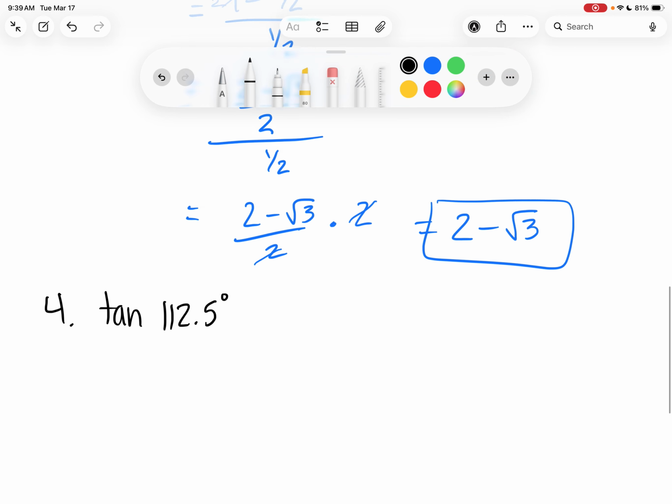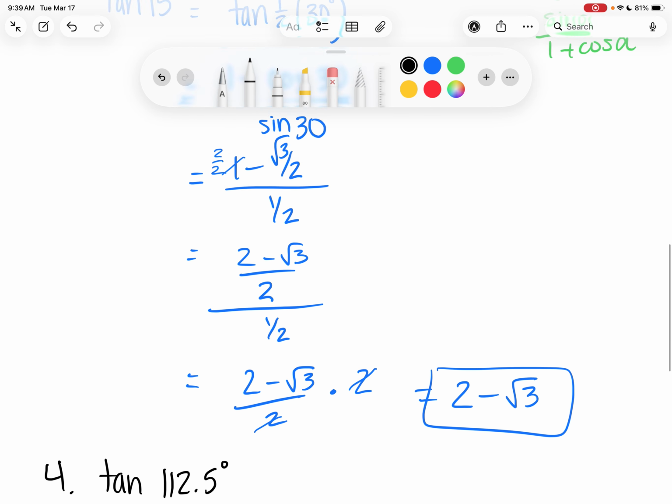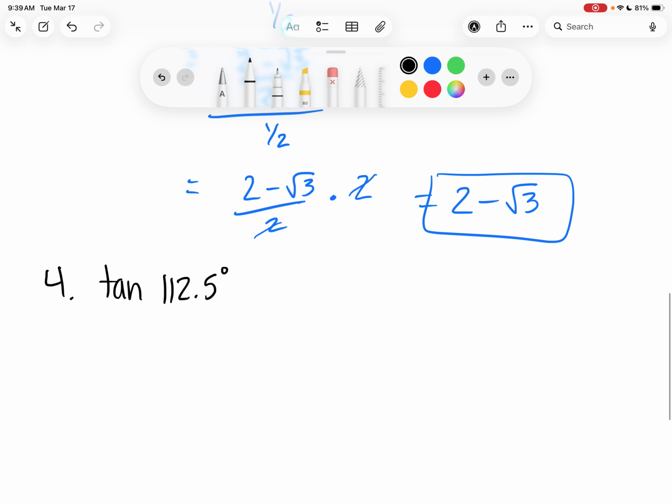Now, another thing that you can do to check these problems is you can type in radian mode the tangent of pi over 12, or in degree mode the tangent of 15 degrees, and you'll get a value. You can check that by typing in 2 minus root 3 to your calculator, and you'll get the same answer, decimal wise.